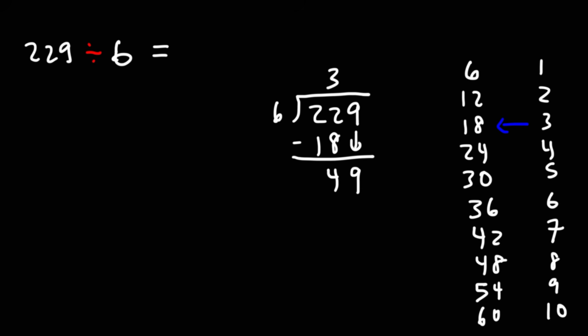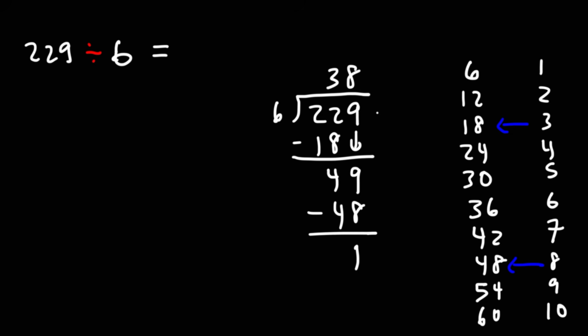How many times does 6 go into 49? What is the highest multiple of 6 just under 49? Well, that is going to be 48. 6 goes into 49 8 times. 6 times 8 is 48. And 49 minus 48 is 1.